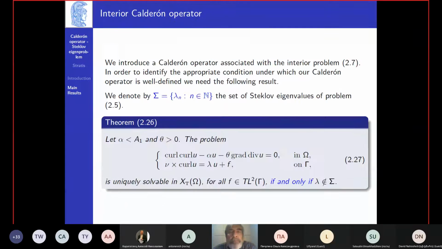So we go on to characterize the interior Calderon operator in terms of the Steklov spectrum. Let sigma be this set, the set of Steklov eigenvalues. And so the first result we have is that for the usual case that we consider of alpha and theta, this problem is uniquely solvable for every f in TL2 if and only if lambda is not a Steklov eigenvalue.